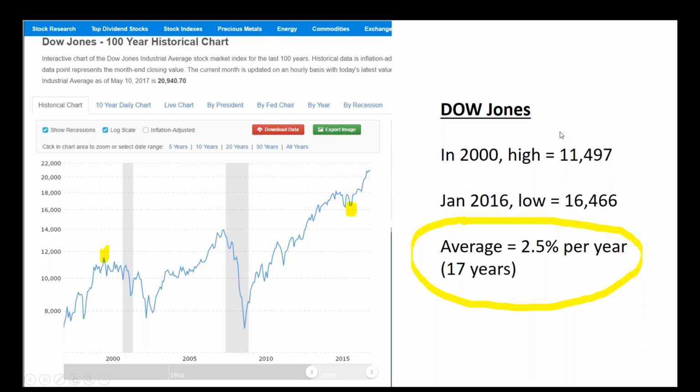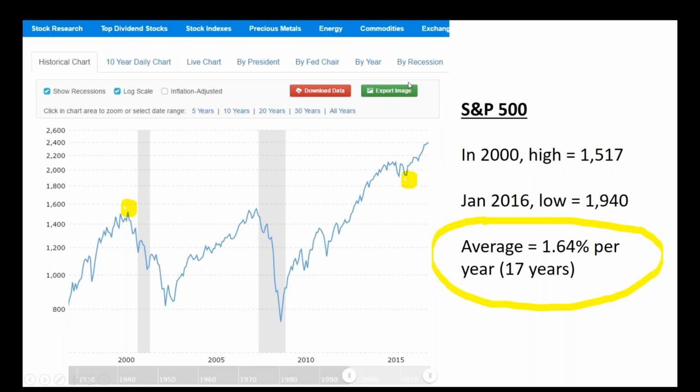Okay, so that's the Dow. But Mike, people don't invest in the Dow. The S&P 500. 1,517 in 2000. 1,940 in 2016. It averaged 1.64 per year. So now let's answer this. Can we answer, was it ahead or behind inflation for that 16 years?